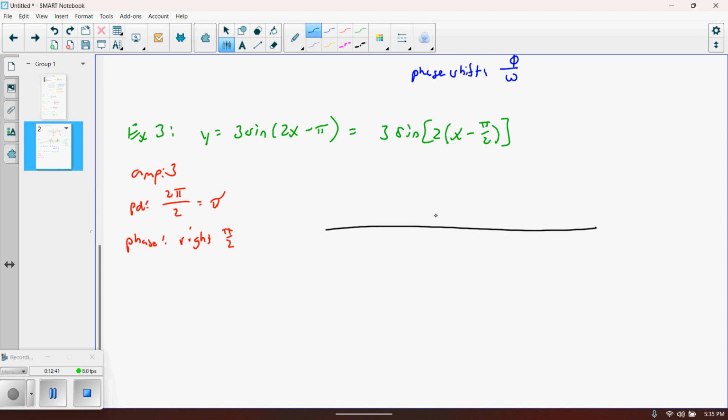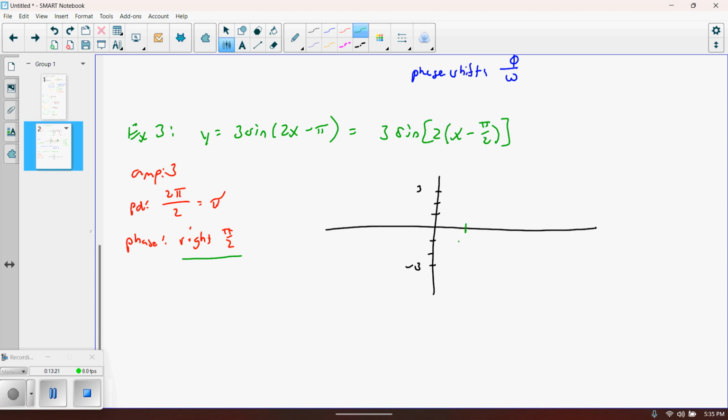So let's take a look at what this might look like. All right, so again, amplitude of 3, that's no problem. We'll go up and down 3 on the y-axis. And again, we're only interested in graphing one full period. We're not interested in continuing the graph, although once you do one, you can keep going, but just making sure you have at least one. The period is pi, which means it's going to take pi units to get through one period, but it does not start at 0 this time. It's going to start to the right pi halves.